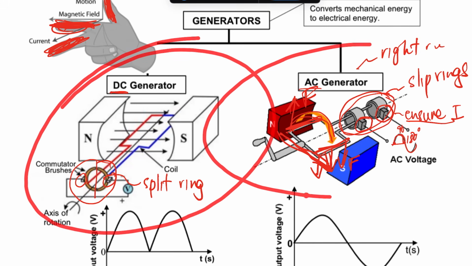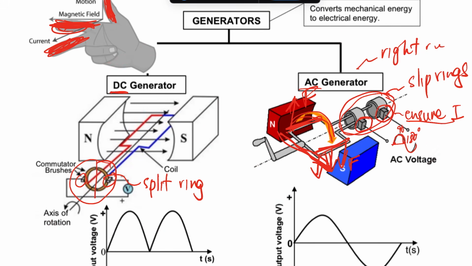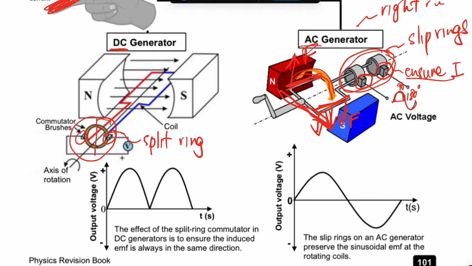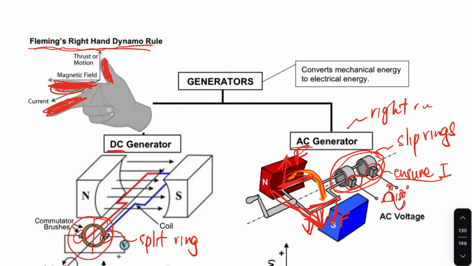Both generators, guys, they use the what? The right hand rule, Fleming's right hand rule. Very important. The generators use electromagnetic induction. The principle that they use, besides the right hand rule, is electromagnetic induction.